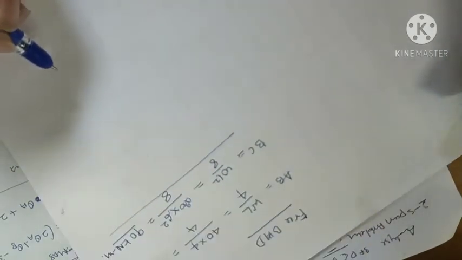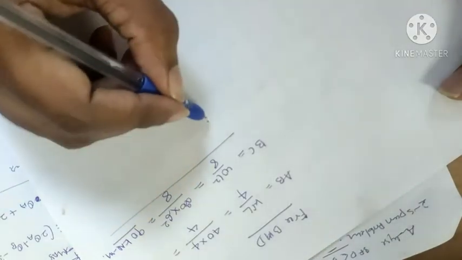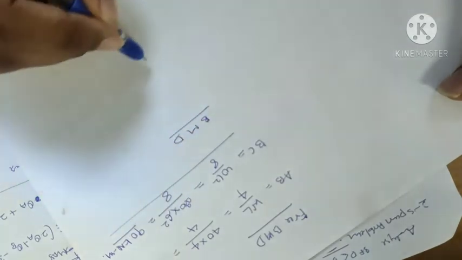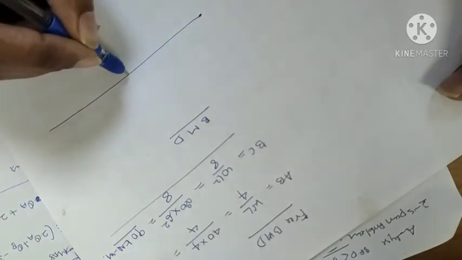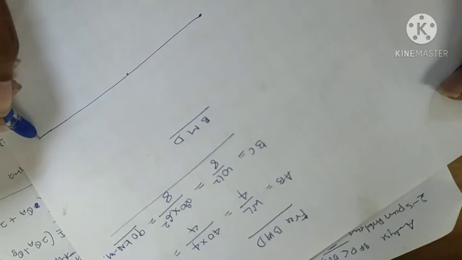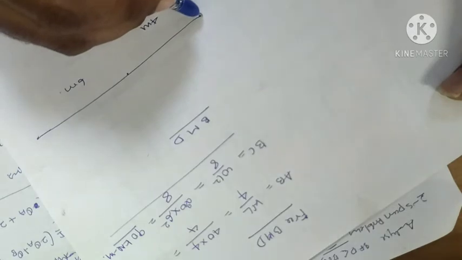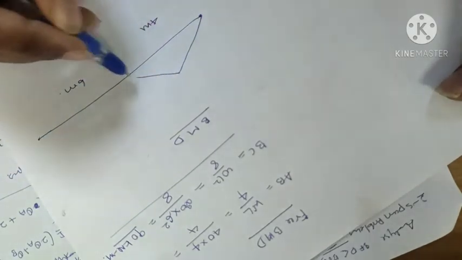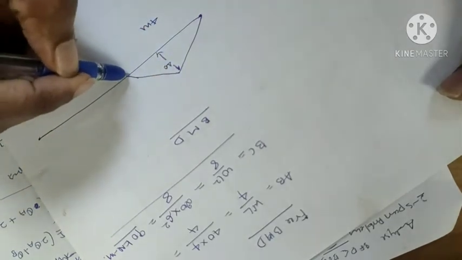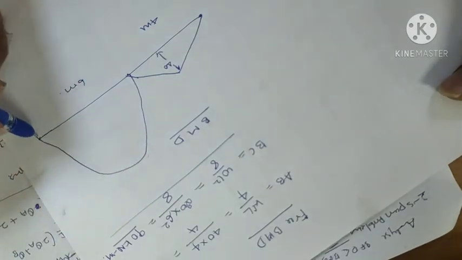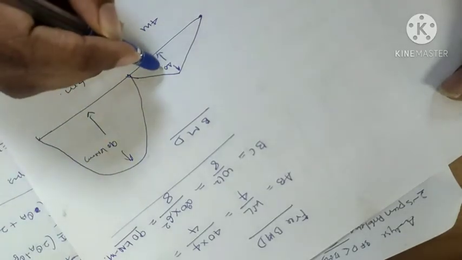Now we will draw the BMD diagram. Draw the baseline. Okay, this is point A, this is point B, and this is point C. This is 4 meters, this is 6 meters. For the point load, maximum bending moment is 40 at the center. So this is 40 kilonewton meter. For the UDL it is 90, so this is 90 kilonewton meter.